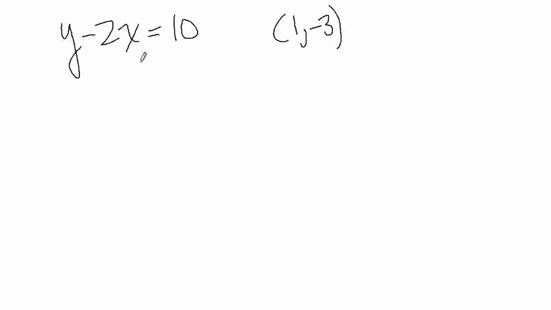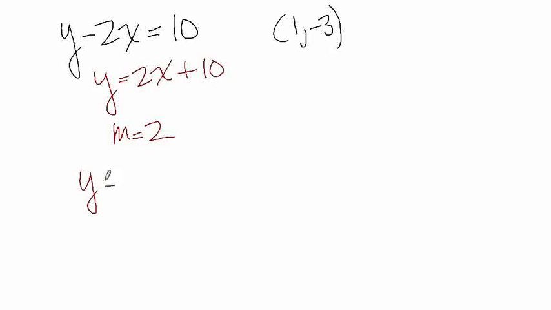So we have a point for the line we're looking for. We can also find the slope-intercept form with respect to the given linear equation by adding 2x to both sides. So the line we want to be parallel to has a slope of 2, so the line that we're looking for also has a slope of 2. Now we've transformed this problem into a version of a previous problem where we were given just a slope and a point.